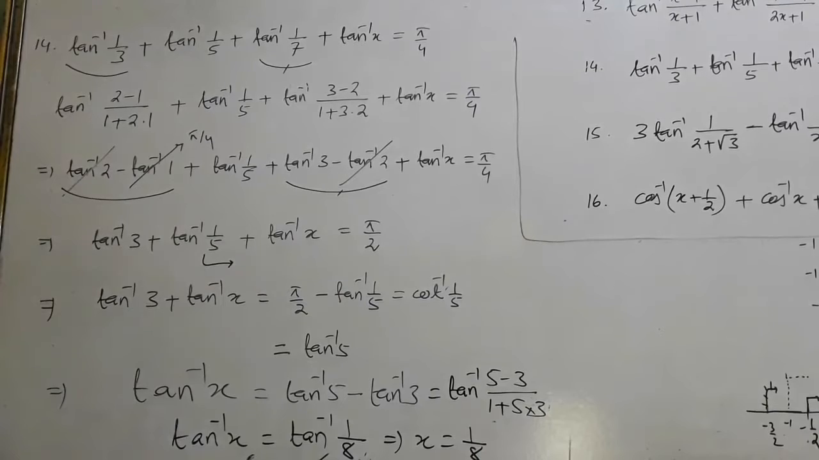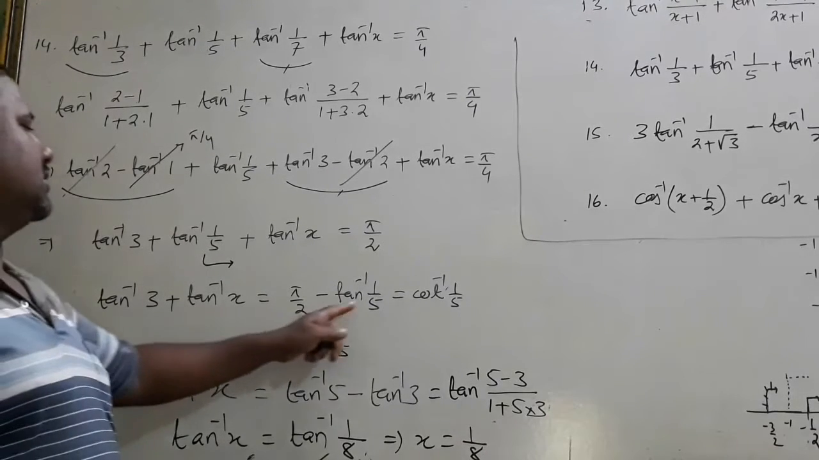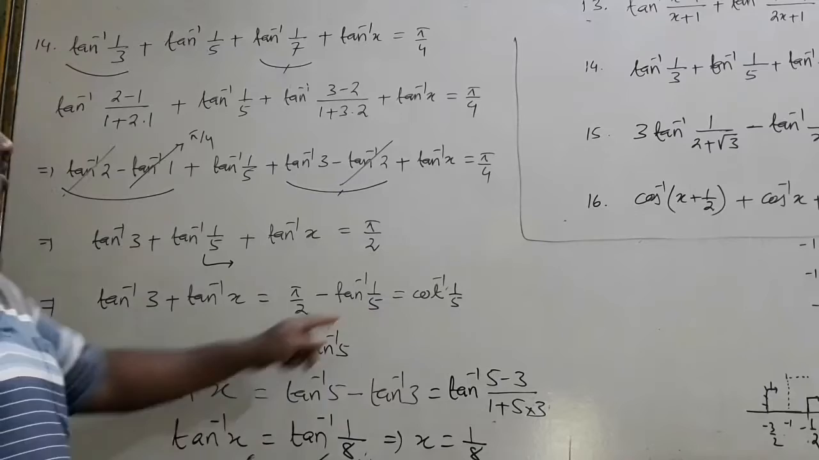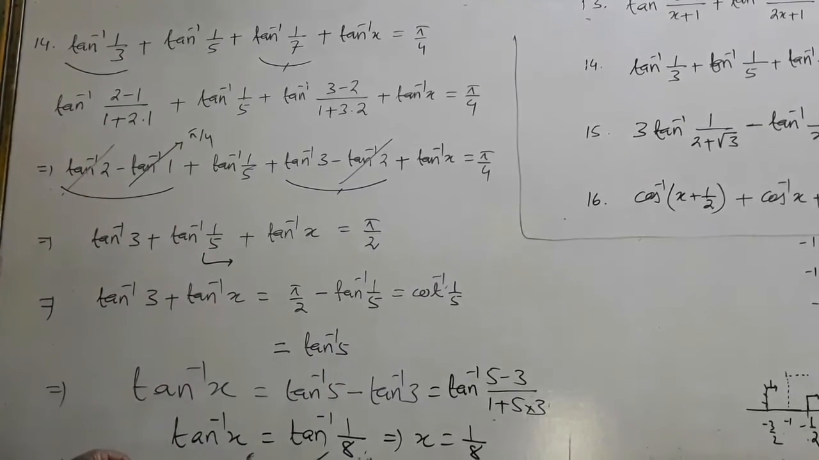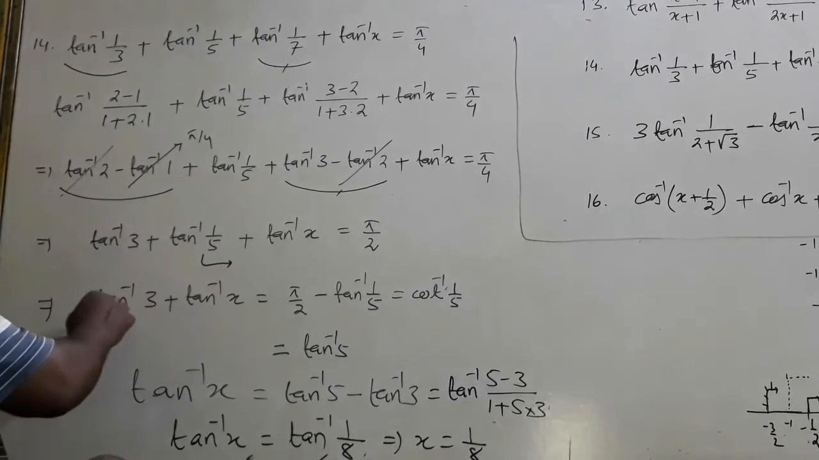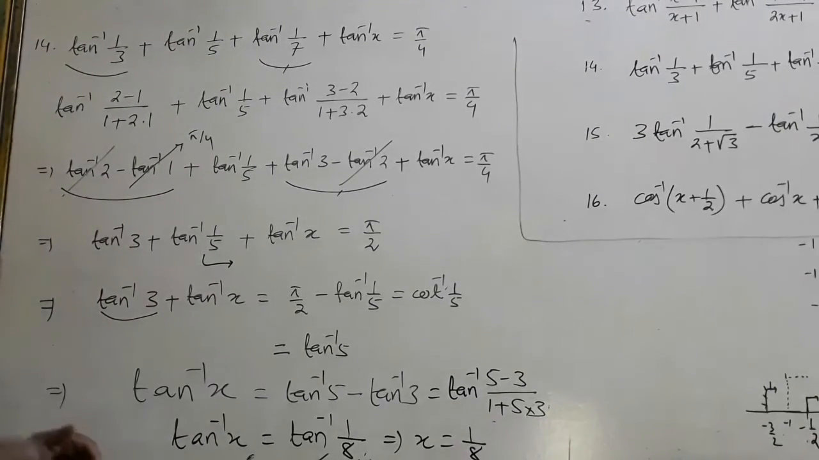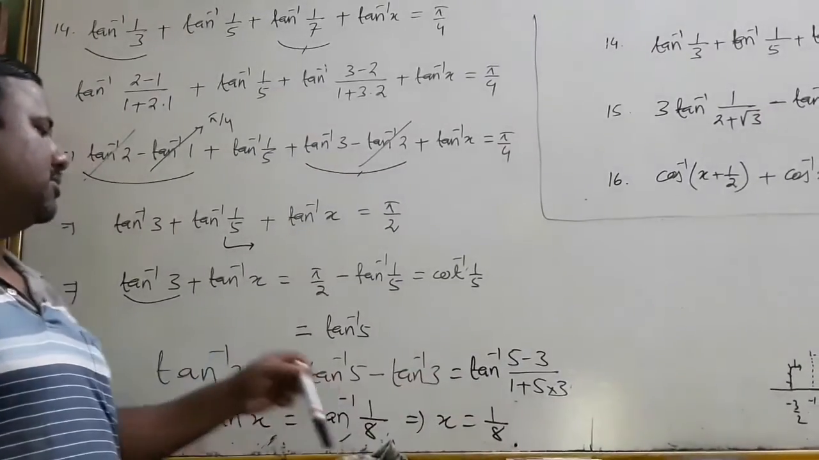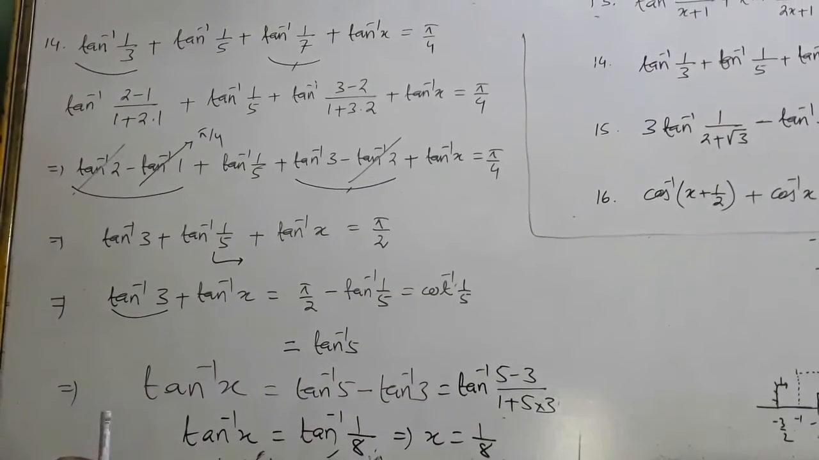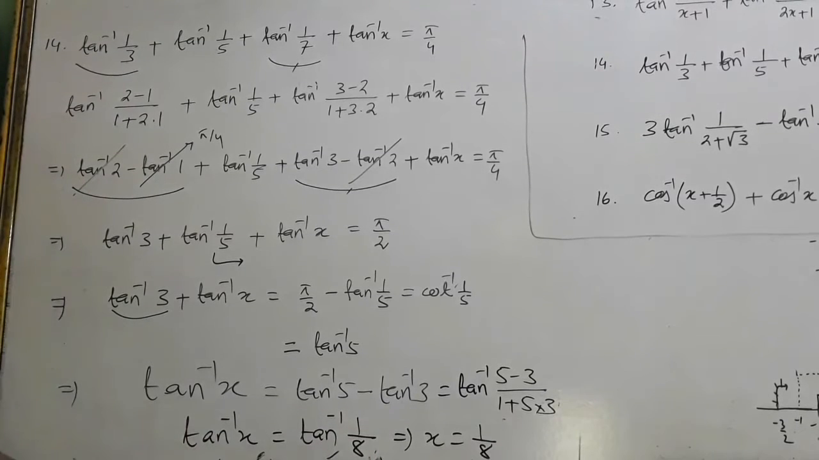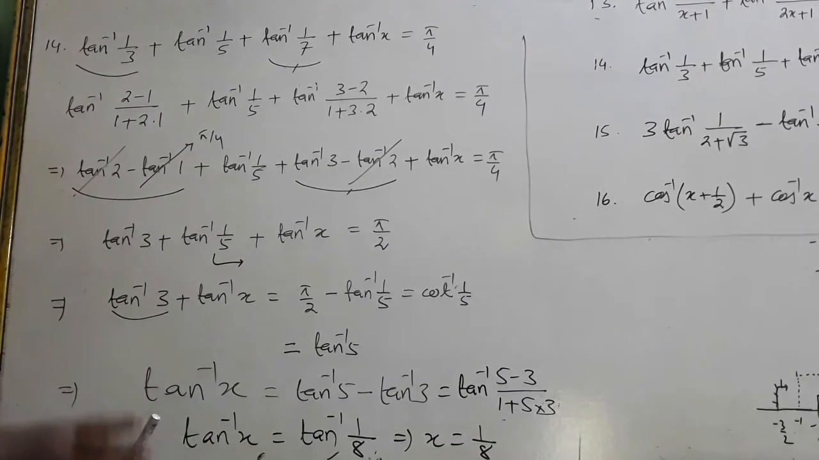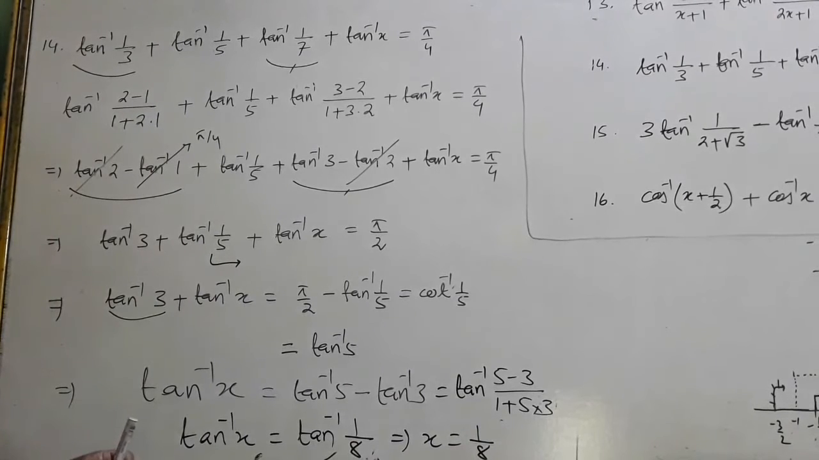Tan inverse x plus cot inverse x is equal to pi by 2. So pi by 2 minus tan inverse 1 by 5 is cot inverse 1 by 5, and cot inverse 1 by 5 is tan inverse 5. Now tan inverse x is equal to what? When I take tan inverse 3 to the right side, it becomes tan inverse 5 minus tan inverse 3. It is tan inverse of (5 minus 3) by (1 plus 5 into 3), which is tan inverse of 2 by 16, so 1 by 8. X is equal to 1 by 8. Very simple method, very easy method. When you go for the examination, remember this type of tricky problem.